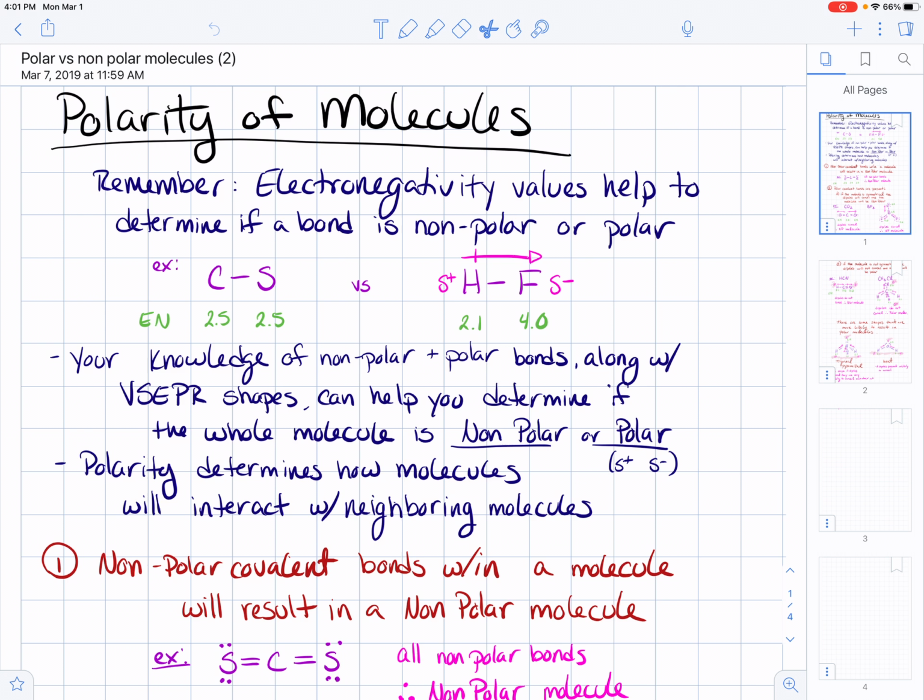If we're looking at carbon and sulfur over here, if you were to look up their values on an electronegativity table, you would see that they both have an electronegativity of 2.5. That means that this bond between them is nonpolar, meaning that electrons are being shared equally between the two of them.